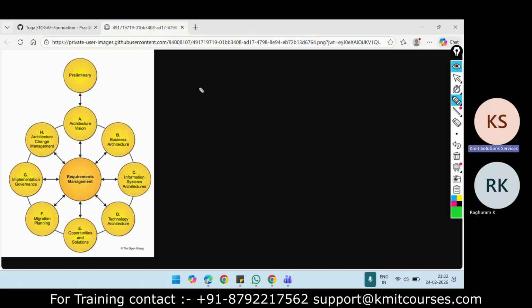Which basically describes the aspects of the enterprise architecture. And this is basically of three types. One is catalog, which we have understood now. First is catalog. Second is matrix, which is the relationship between two units or two things like capability and organization. And third one is diagram.